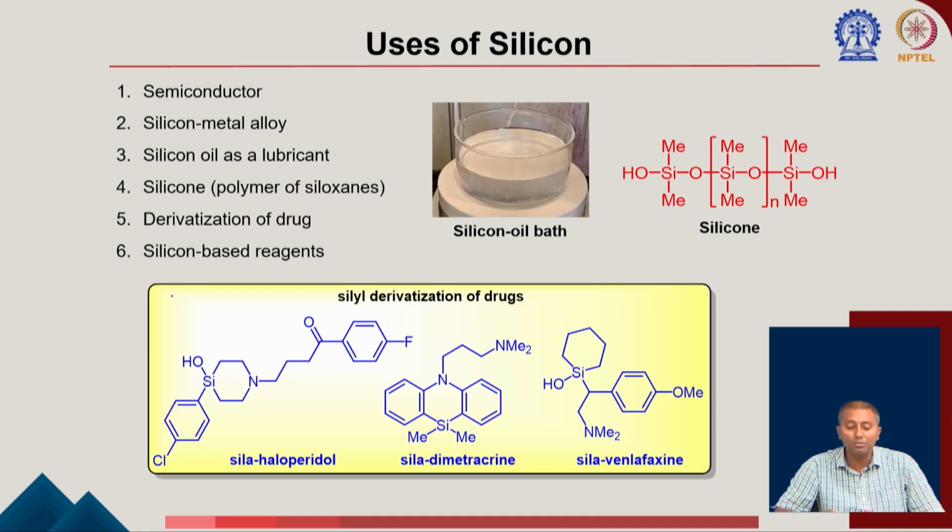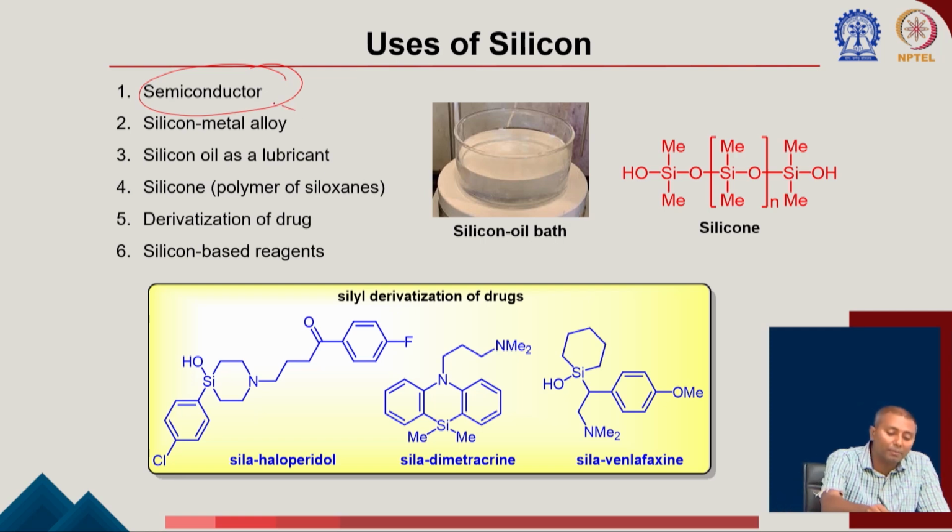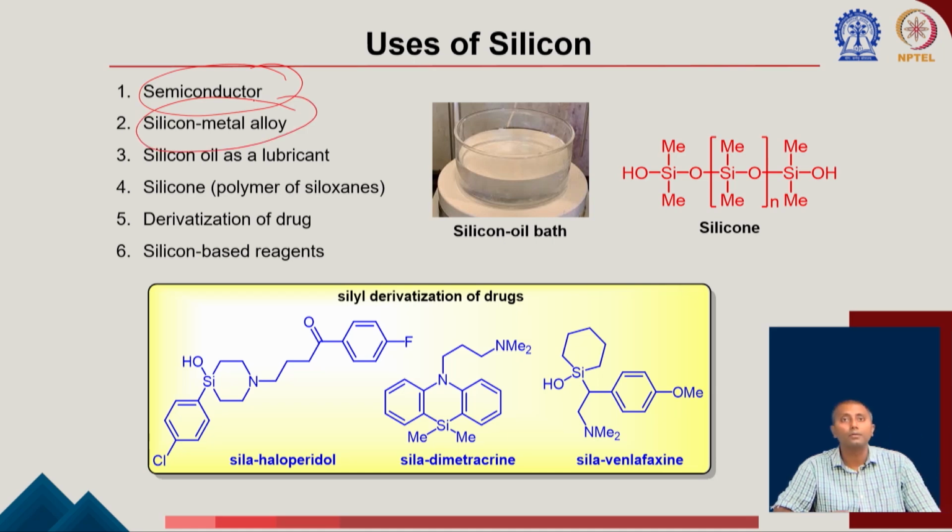Let us see what the uses of silicon are in organic chemistry, material science, and also in drug design. You can see silicon is very much used in semiconductors. I think it is very well known that semiconductors largely use silicon. And then of course silicon metal alloys, because silicon is hard, as you have seen in the previous slide.